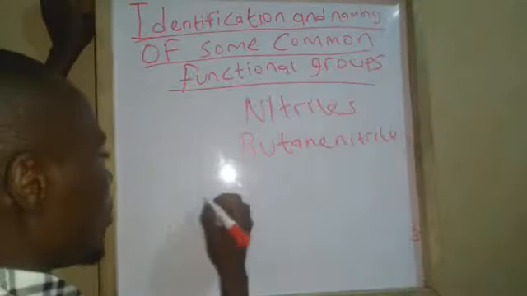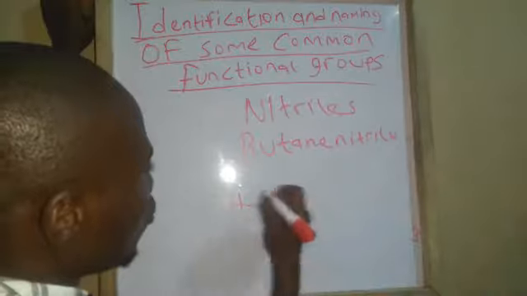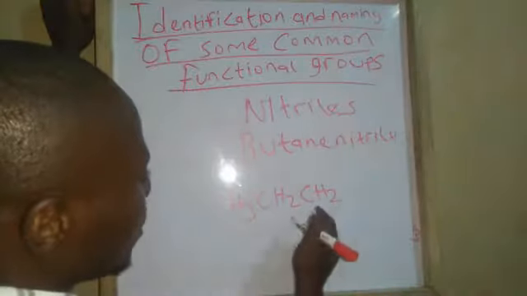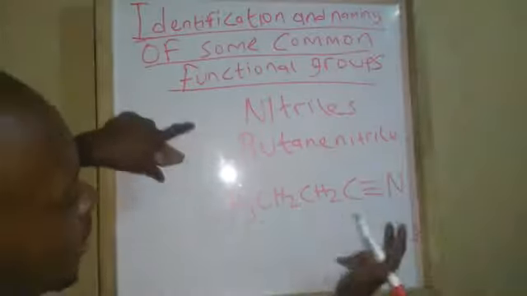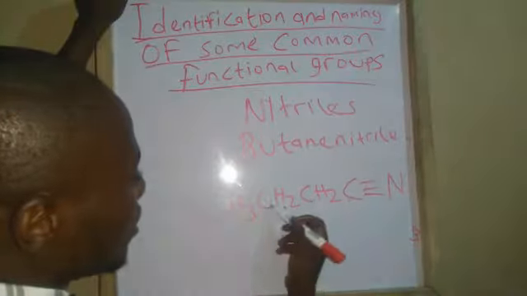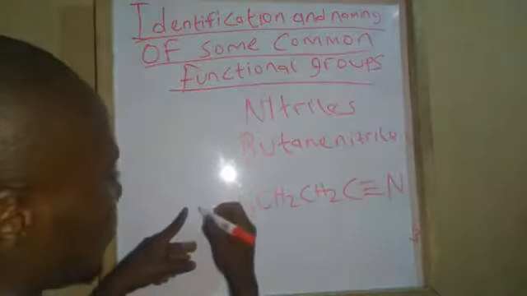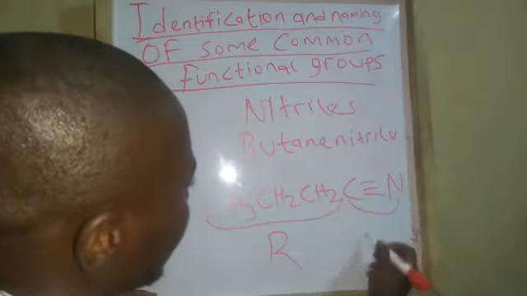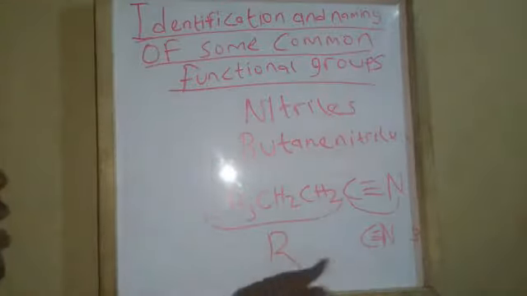This is what you do. That's CH3, CH2, CH2, then 1, 2, 3, then CN. Are you getting it? So this is butane nitrile. How? When you count your carbon, 1, 2, 3, 4, you have 4 carbons, butane nitrile. So if you want to draw it, you want to grab it, this is the general structure, this is the R part, and this is the CN part. And you see, that's RCN.